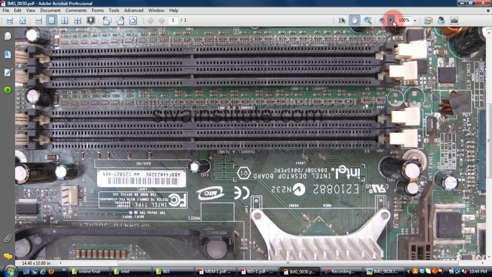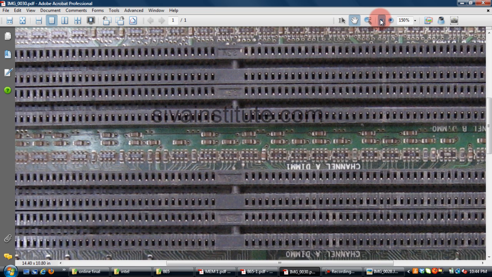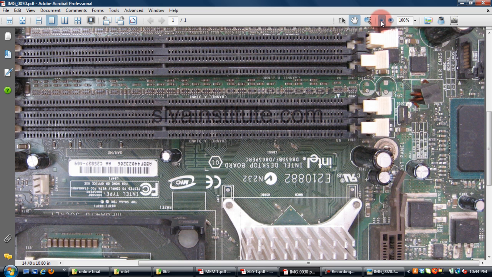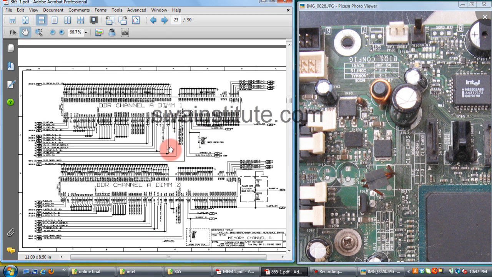See here, 2.5 volts. This is 2.5 volts. 2.5 volts. If there is no voltage at this point, you should check these regulators. This is the termination resistors. You should check whether 1.22 volts is there or not. If there is no voltage at this point, a memory fault will appear. This is the DIMM slot circuit.